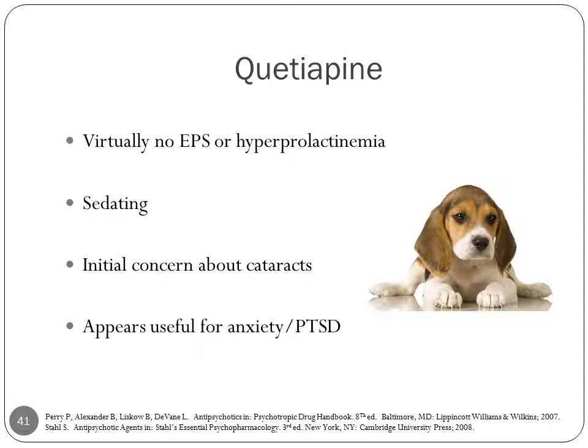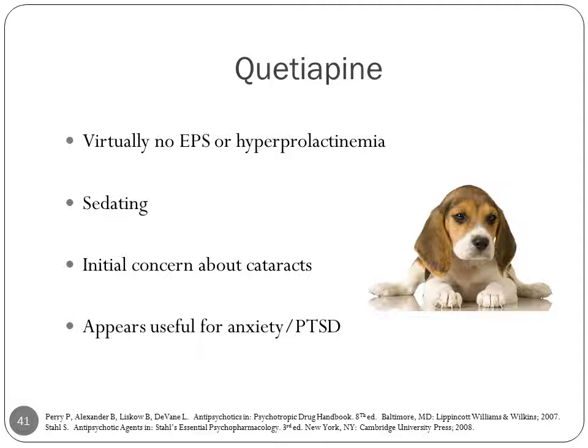With quetiapine, there's virtually no extrapyramidal symptoms or hyperprolactinemia, and quetiapine rapidly dissociates from D2 receptors and is actually one of the preferred antipsychotics for patients with Parkinson's disease. If a patient has Parkinson's disease and needs an antipsychotic, usually quetiapine and clozapine are the agents of choice. This agent can be very sedating, so we'll see it dosed at bedtime, and sometimes people will even use it if patients have kind of a comorbid insomnia.